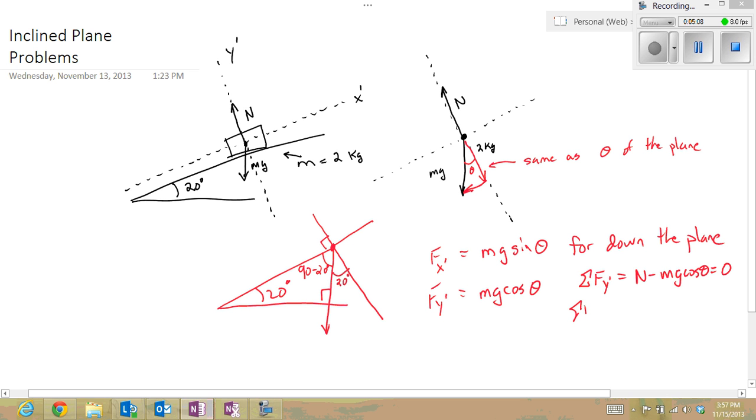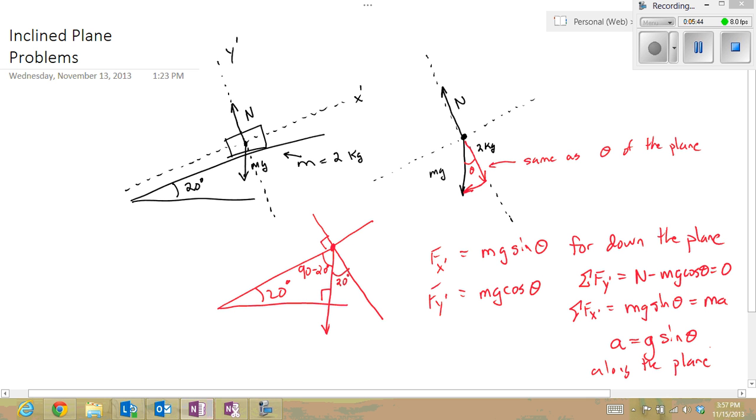And the sum of my forces in the x prime direction, well, I only have one. It's only pointed down the plane, so mg sine theta. And that's going to equal ma, because it's possible for the object to accelerate along the plane. It's not possible for the object to accelerate through the plane. That's why the y direction adds up to 0, and this one equals ma. And you'll notice from this second equation, I get that the acceleration is equal to g sine theta, the acceleration along the plane.